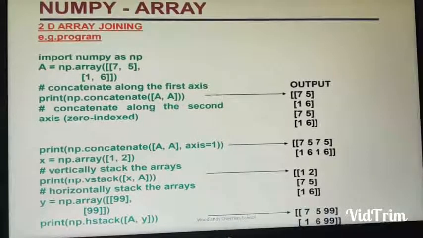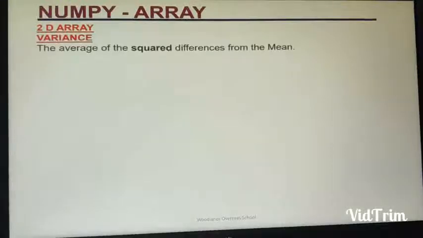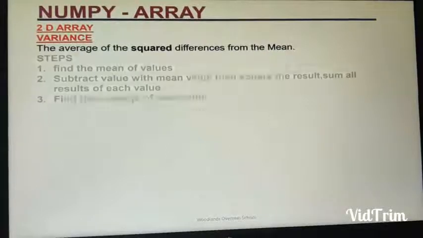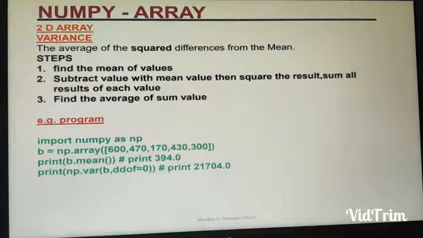Now let's move to variance. So now we'll do 2D array variance. What is variance? Actually, it is the mean of the squared differences from the mean. To find it, we have a few steps. The very first thing, find the mean value, then take the squared differences of the values from that mean. This way you'll be able to find the variance. Let's see it programmatically.